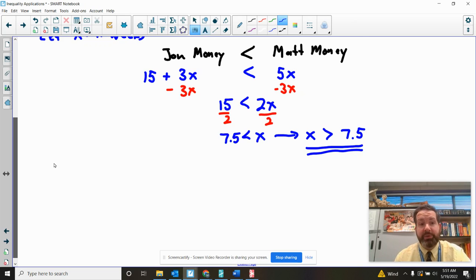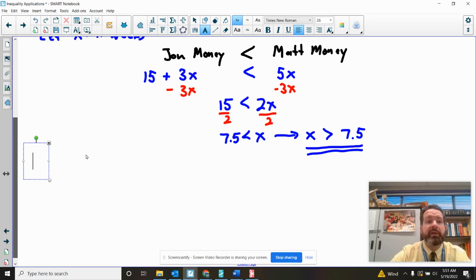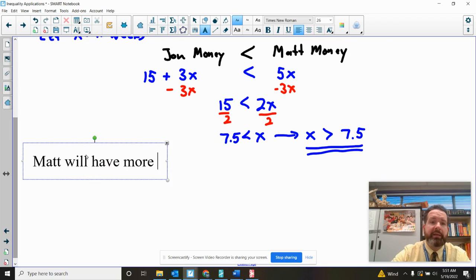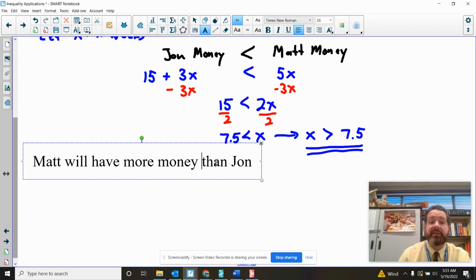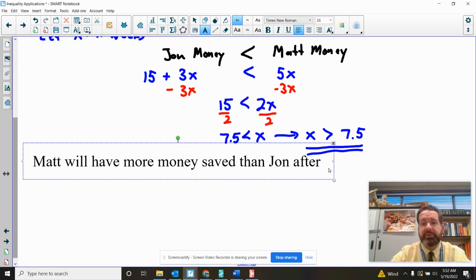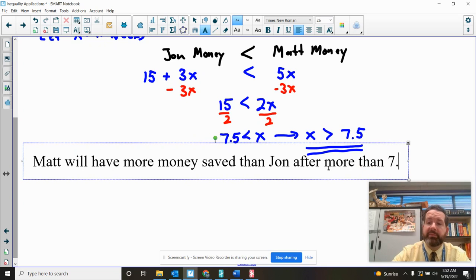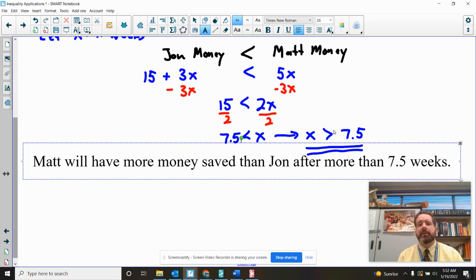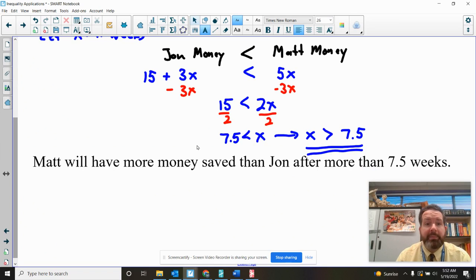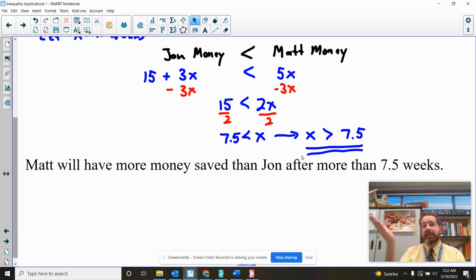So there's a couple of ways that you could say this. I'm going to give you one solution here. How many weeks until Matt has more money than John? Matt will have more money saved than John after more than 7.5 weeks. So it's an inequality, right? I'm describing when Matt's money is above John's. Well, that's going to take a number of weeks that is above 7.5.